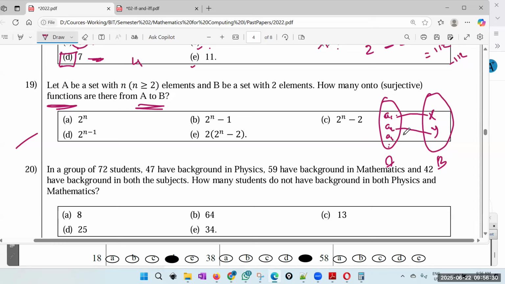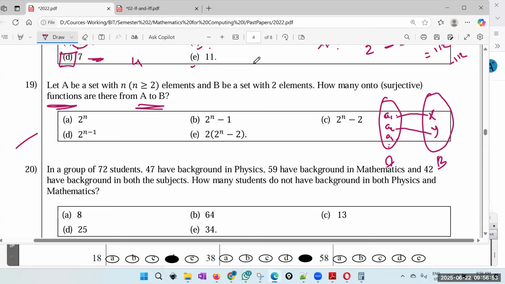So then it has two possibilities, that is map to X or map to Y. Right? Because these two must be mapped to this. And there's another possibility that this can map to this. But if this is mapped to this, then this must be mapped to this because everything must be used, because this is onto.